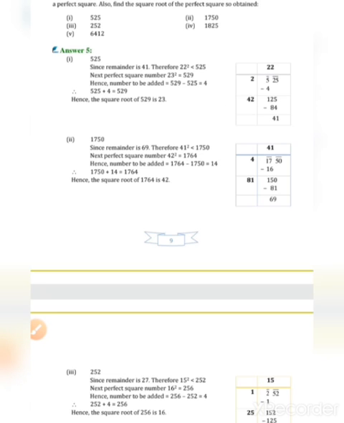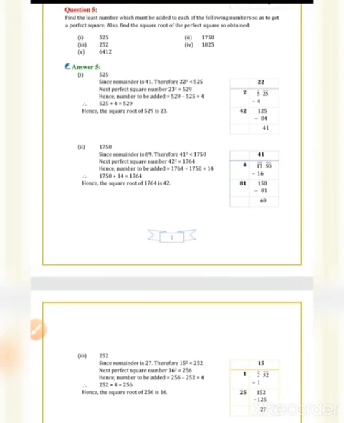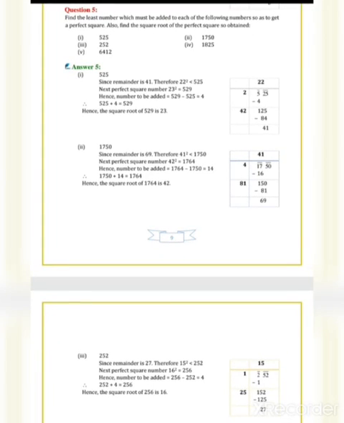Question number 5: find the least number which must be added to each of the following numbers so as to get a perfect square. Also find the square root of the perfect square so obtained. 525 is the nearest perfect square number. So first of all we have to find it using the conventional method, that is, put that in the division method.